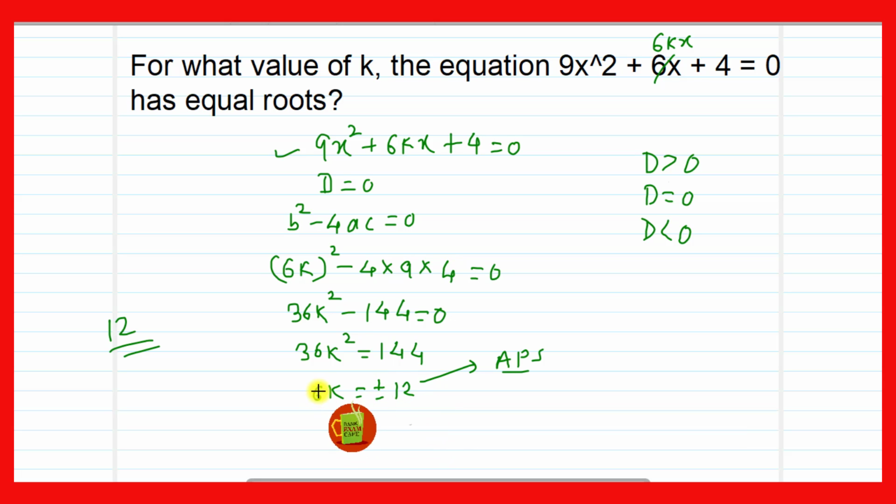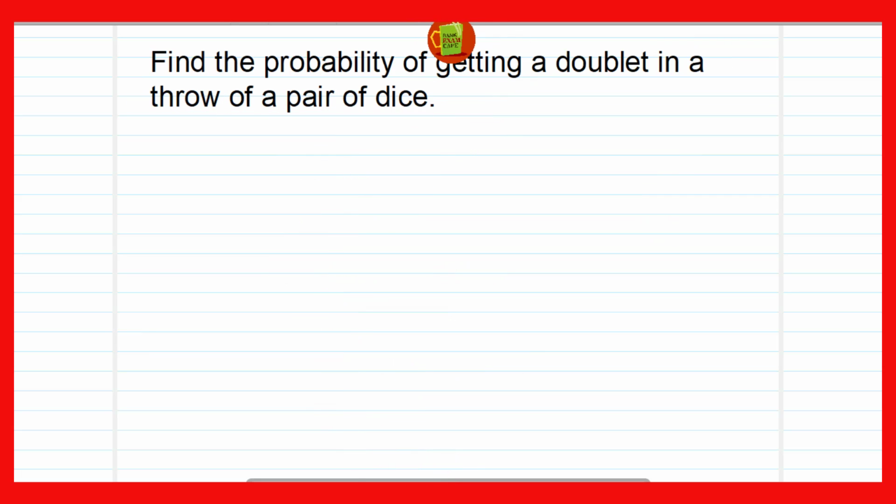So 6 ones are 6, 6 twos are 12, and therefore k is equal to plus minus 2. Here you have got the value of k as plus 2 and the value of k as minus 2, for which the given quadratic equation will have equal roots. Now move to the next question.